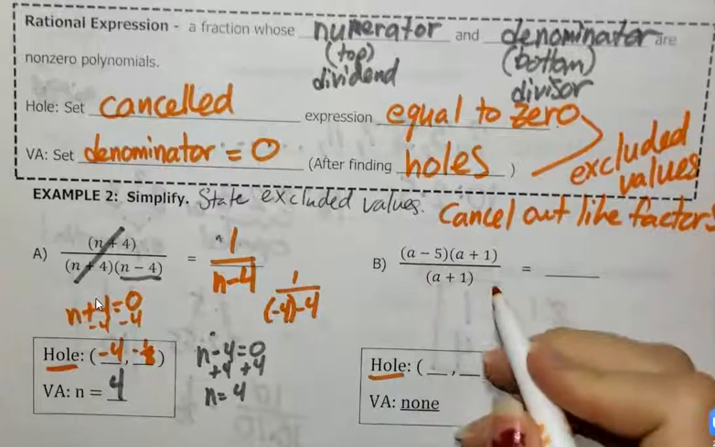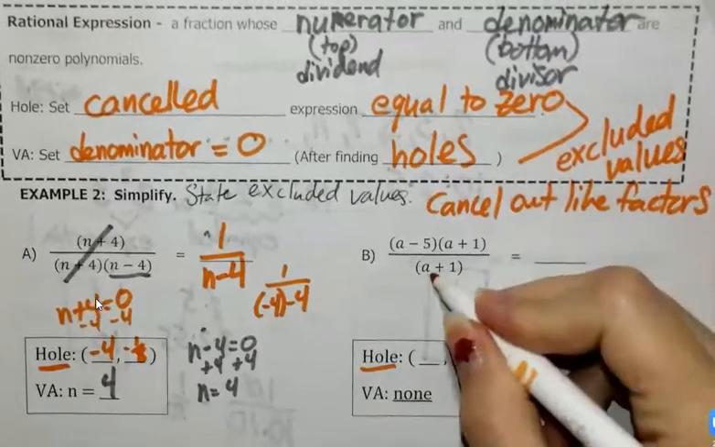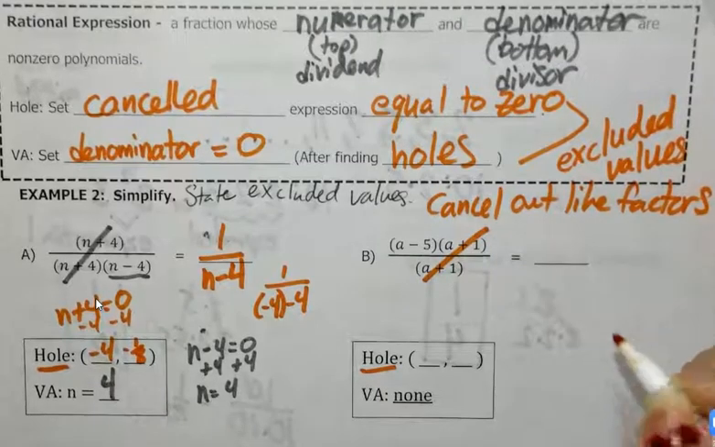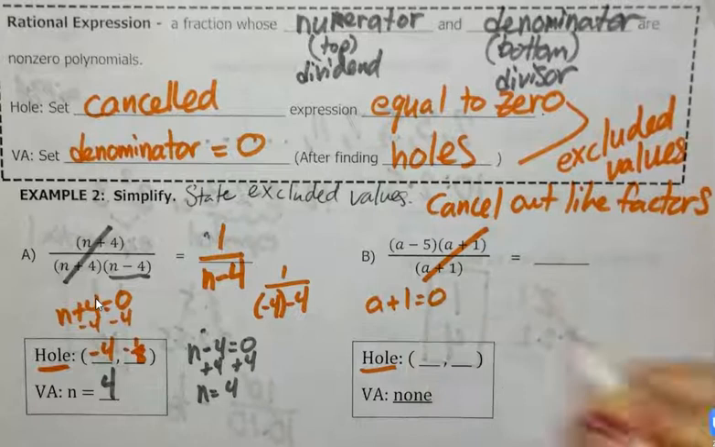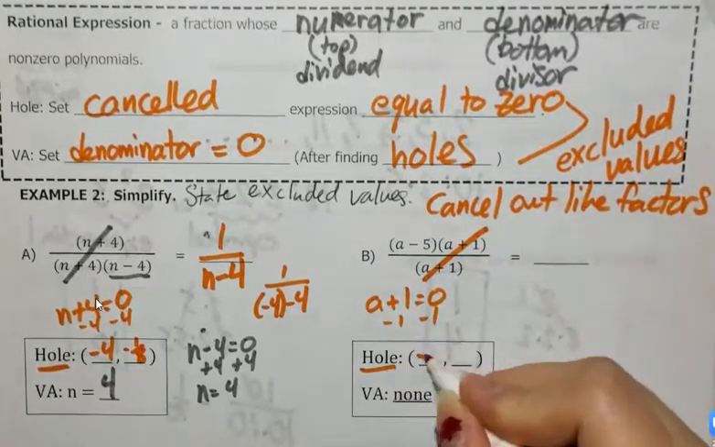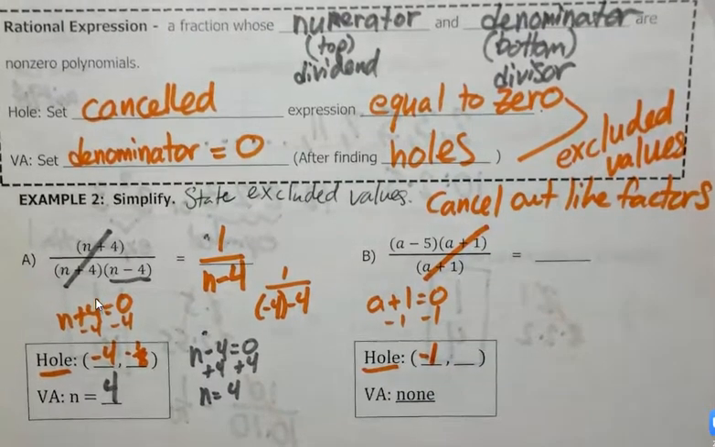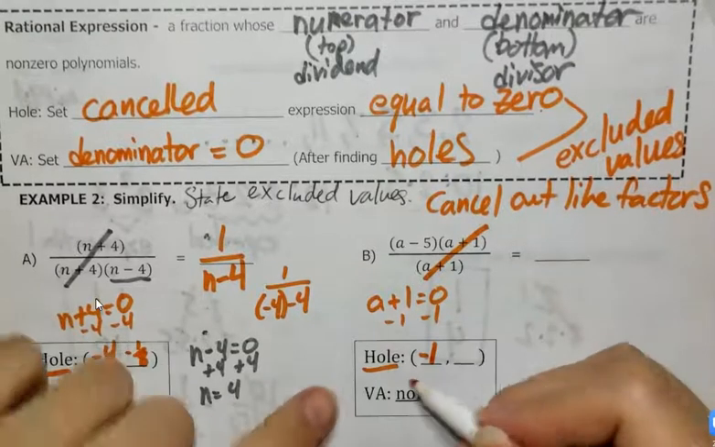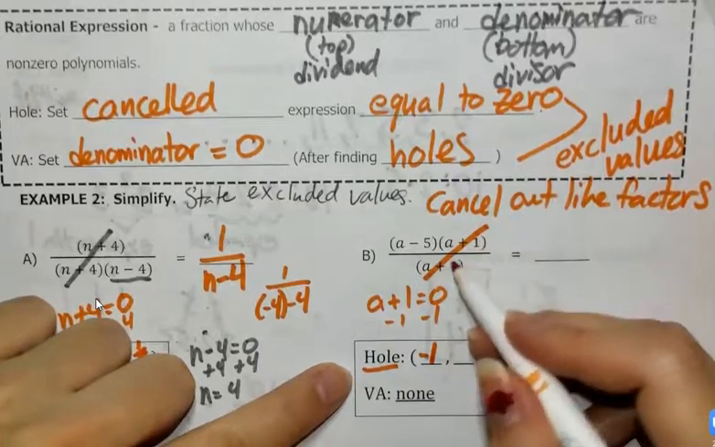So we have a minus 5 times a plus 1 all over a plus 1. The one there is the same as a plus 1, so those cancel out. Set that expression equal to 0 to find your hole. So a equals negative 1. Why are you doing negative 1 when the only one is 4? I meant 5. For finding the holes, we want to set the expression that we cross out equal to 0.